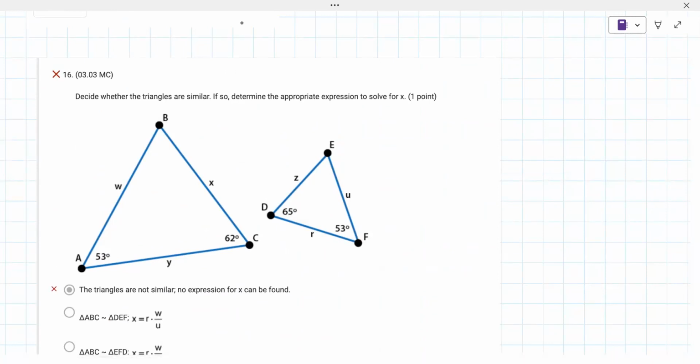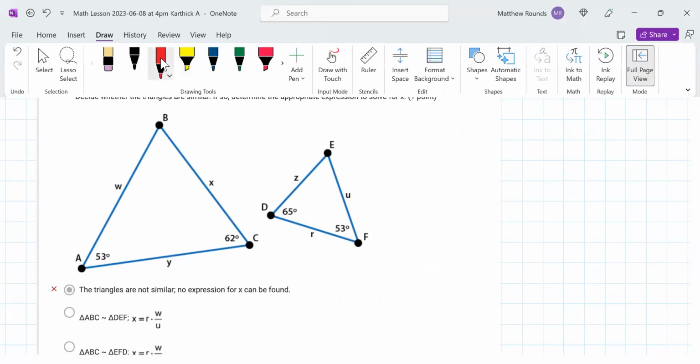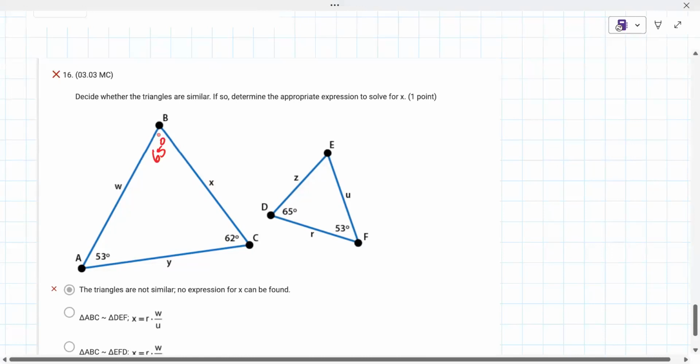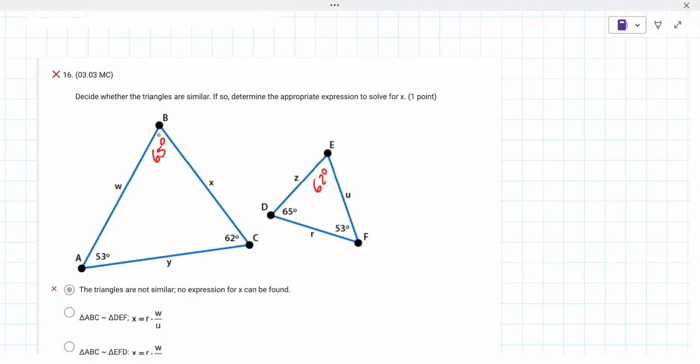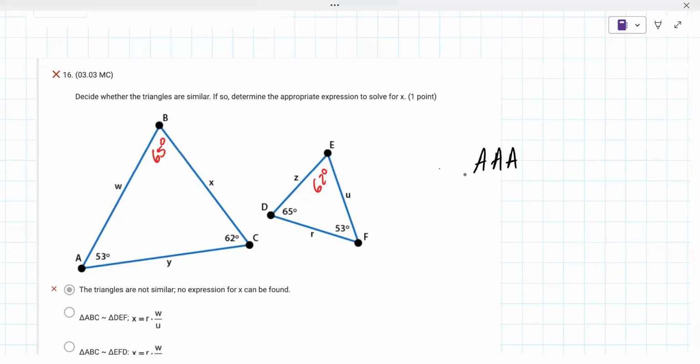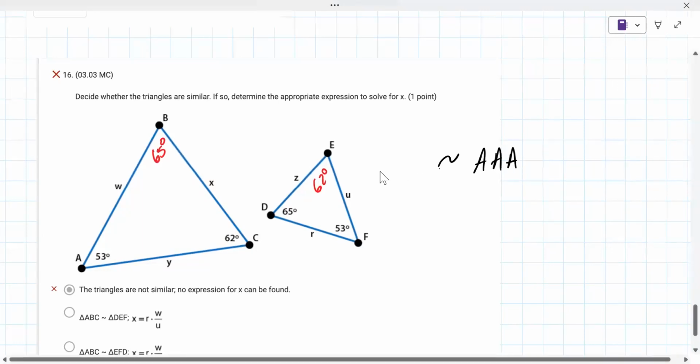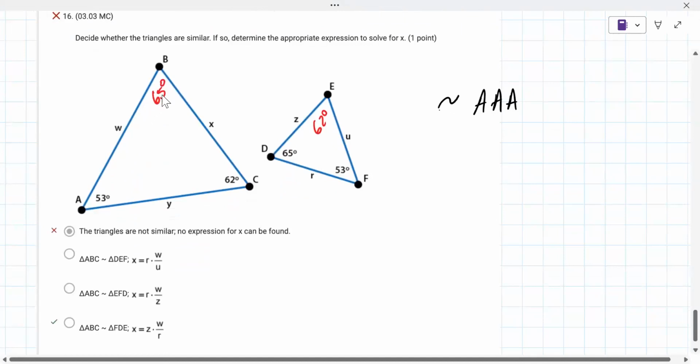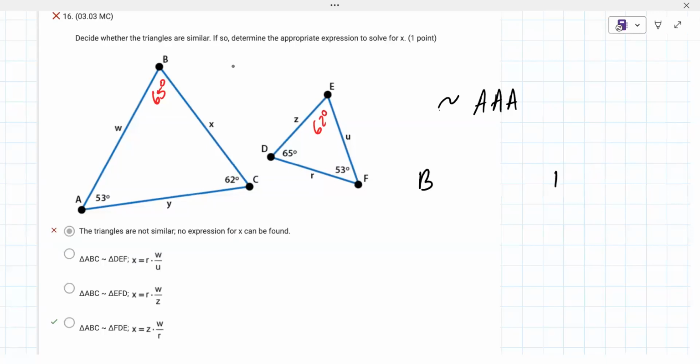You have to find the third angle first. So when you find the third angle, it's 65 degrees there and 62 degrees there. So there's always that first initial push. Because all the angles are the same, you can say by angle-angle-angle, they are similar. It's not asking for that, but they are similar. Now you do have to match them up. So the 65, which is the B, goes with the D.